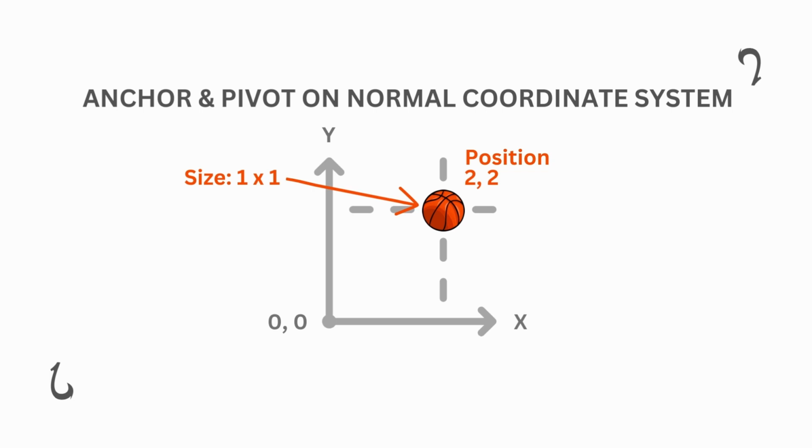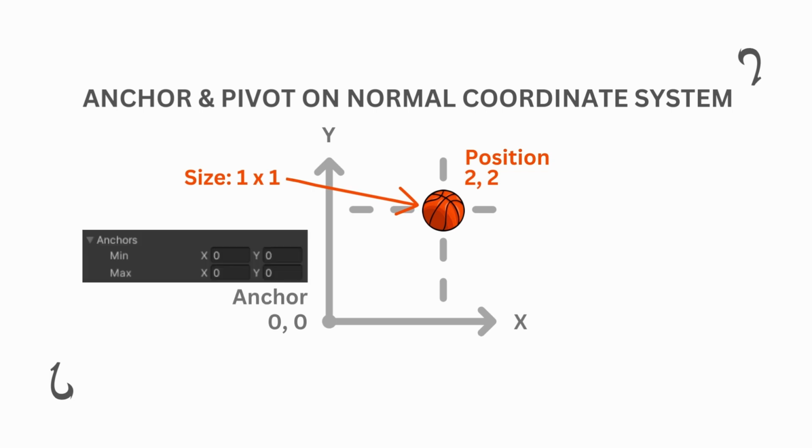What I mean by normal coordinate system is zero coordinate for x and y is on the bottom left. And here we assume that we have a ball. The size is 1 by 1. This is the anchor on Unity. You can ignore a minimum and maximum right now, but just assume the x is 0 and the y is 0. The position is easy. X is 2 and y is 2, and the size also here, 1 by 1.